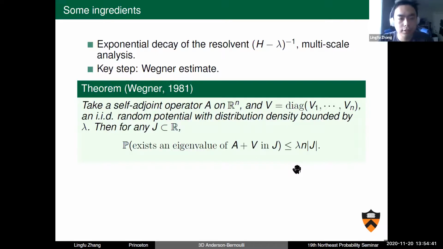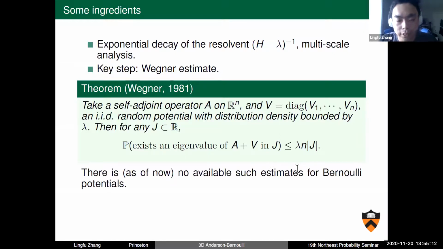Basically, you take a self-adjoint operator, and so it's a very general result. You take any finite dimensional self-adjoint operator, and you take an i.i.d. random potential added to the diagonal. Then you can bound the probability that there exists an eigenvalue in any interval by just the length of the interval times the dimension n, and also times the bound of the probability density.